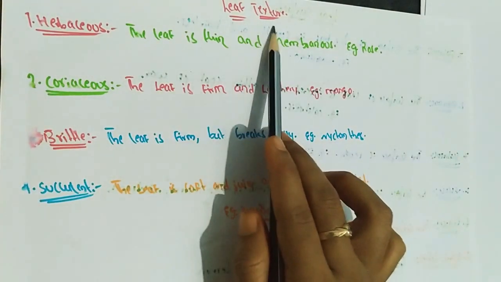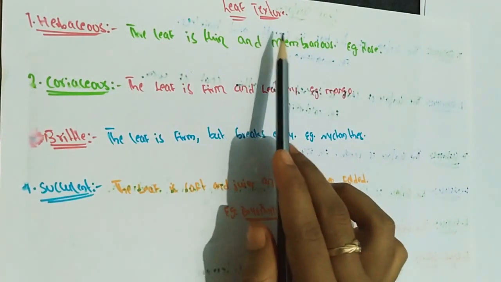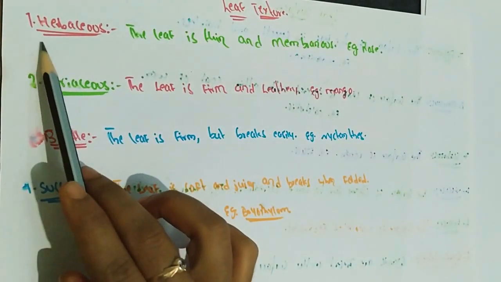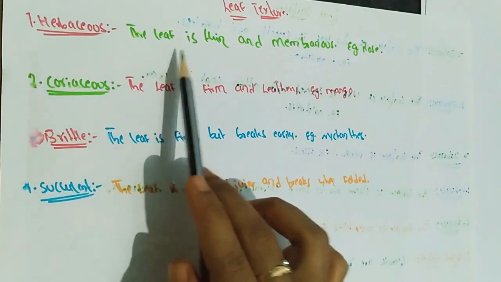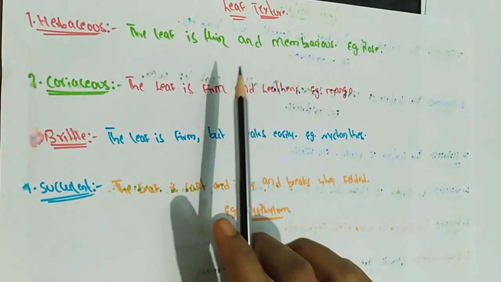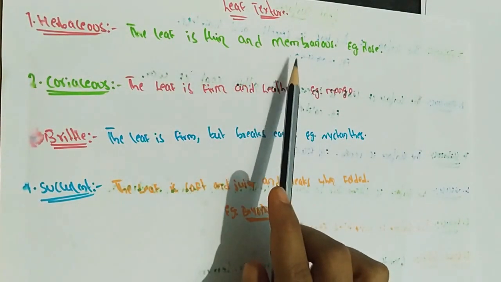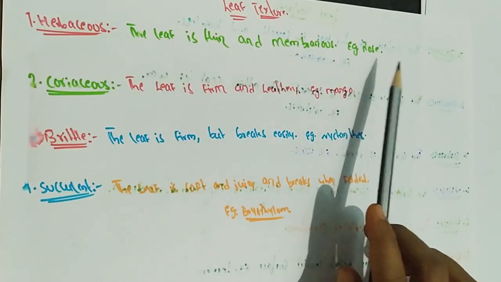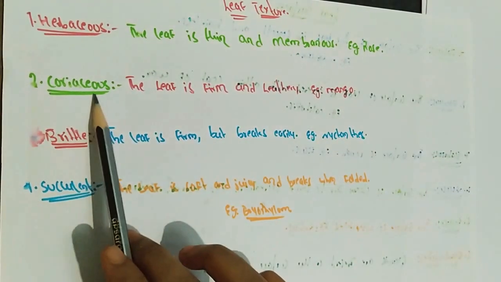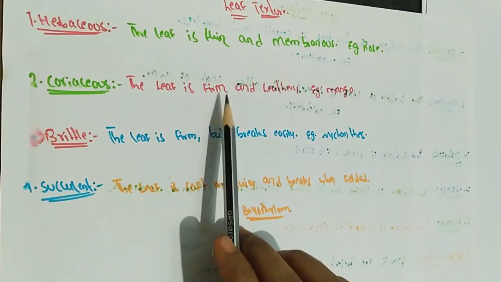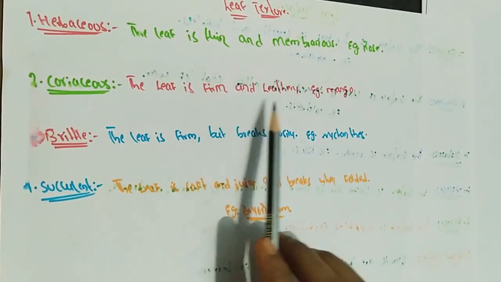Next, leaf texture. Texture represents the overall surface of a leaf. In that, first type, herbaceous. The leaf is thin and membranous. Example, rose. Second type, coriaceous. The leaf is firm. Firm means somewhat stiff and leathery.